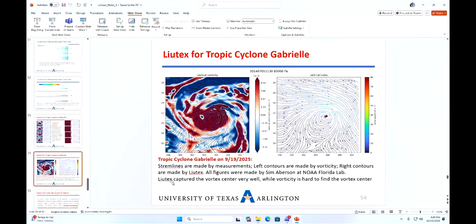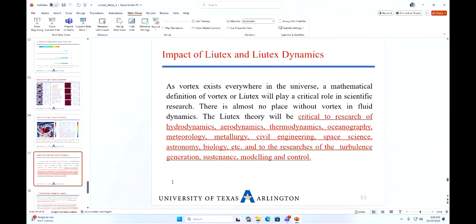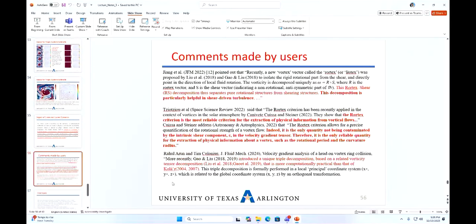Well, the same thing you can see. This is very hard to find what the vortex center is. Well, this is easy, find it with the Nutex. There's impact. I say everywhere you can use that.